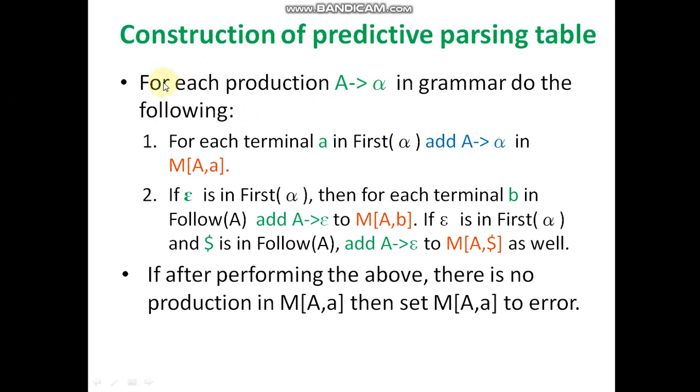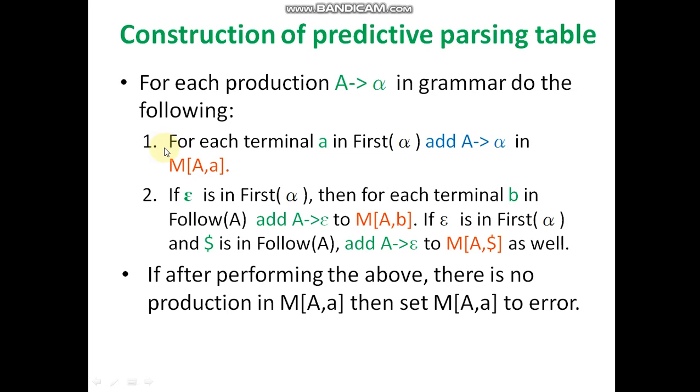So the method for constructing this predictive parsing table is that for each production of the form A gives alpha, where alpha is a string of any terminals and non-terminals, including the empty string. For each production of the form A gives alpha in the grammar, we can apply the following rules.